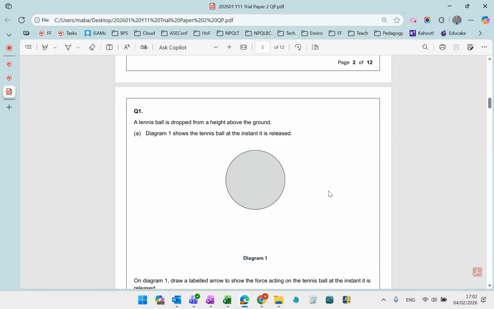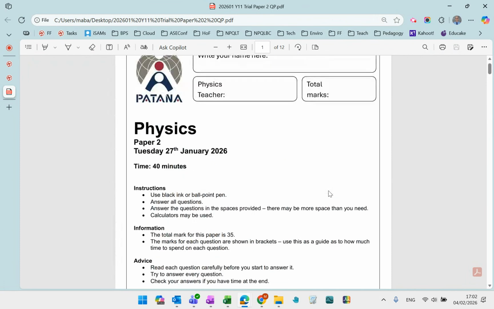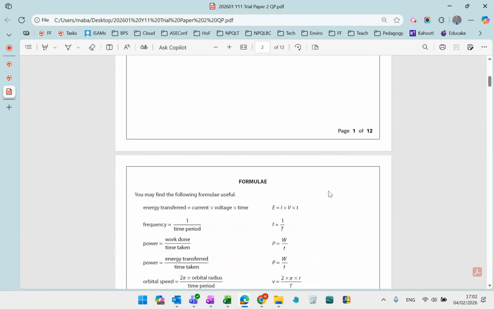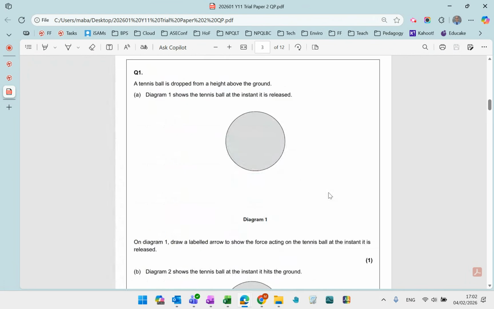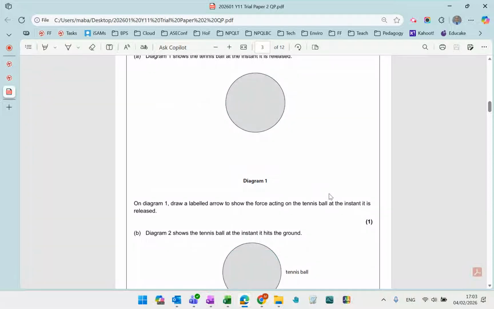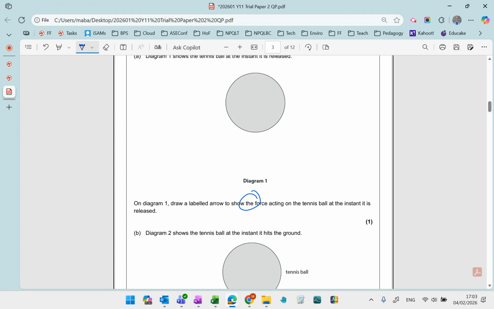Okay, so we're on to paper 2, which is just for the specialist only. So, question 1, I'm going to look at the tennis ball when it's released. Draw a labelled arrow to show the force acting on the tennis ball at the instant that it's released, right? They're giving you a bit of a clue there because they're saying the force, okay? So there's only one of them, and it's at the instant when it's released. So when it's first released, its velocity is 0, so there isn't any air resistance yet.